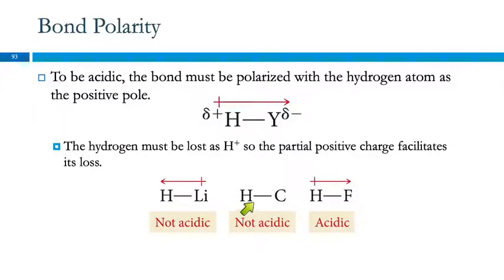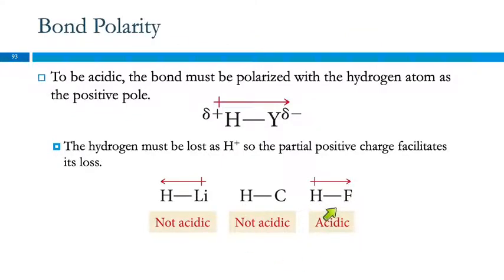If we look at a carbon-hydrogen bond, these do not have the same electronegativity, but the difference is 0.4, which is right on the line of polar to nonpolar. So this is considered a nonpolar bond. So there's not really an imbalance of charge there. These hydrogens are not going to be acidic.